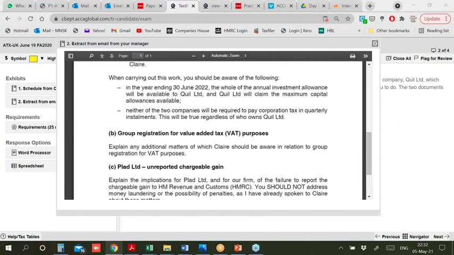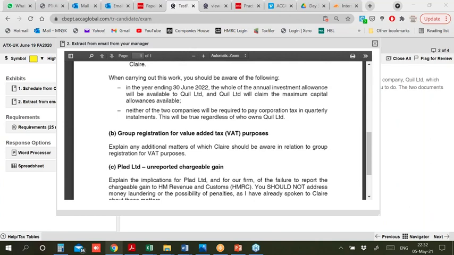Tipping HMRC off is ample. If any consultant or firm tells HMRC that we have stopped working for this client, it automatically alerts HMRC that something fishy is happening. So there is no need to tell them the reason, because it is a rule.